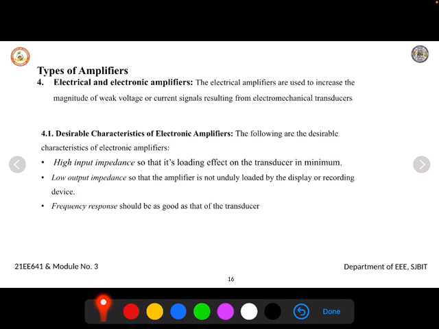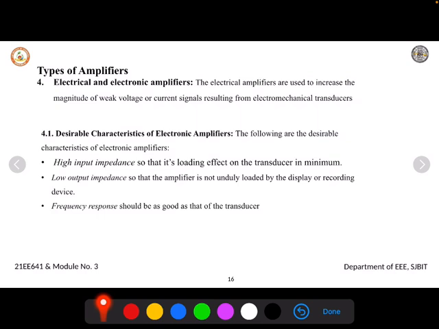The last one is the electrical and electronic amplifier. The electrical amplifiers are used to increase the magnitude of weak voltage or current signals resulting from electromagnetic transducers. So if the voltage and currents are very weak, they use an electrical or electronic amplifier. They make use of an op-amp or any other devices to increase that signal.